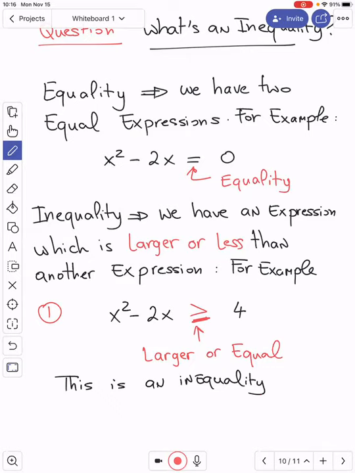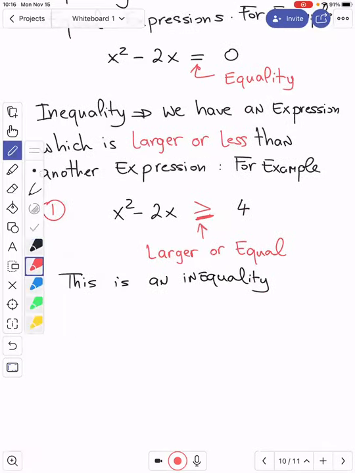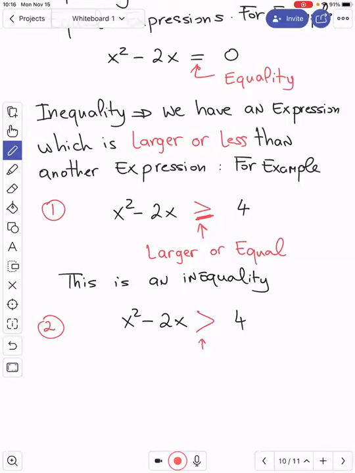Or you can have x squared minus 2x strictly larger than 4. The symbol here means it's strictly larger than 4. It cannot be equal to 4. Strictly larger. So here it cannot be equal to 4.